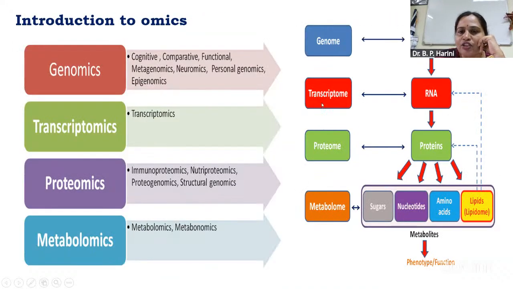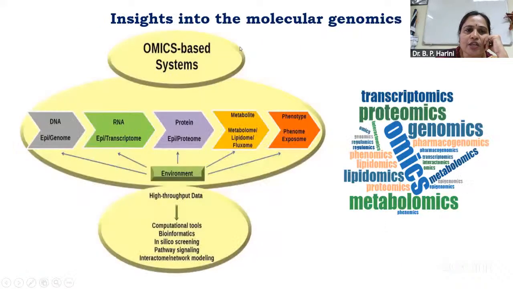Ultimately, it is a genome, transcriptome, proteome, or metabolome. It ends up with the metabolite, and at the end we have a functional phenotype. So coming to the insights in molecular genomics, omics is based on a five-system view, that is, epigenome or genome, epitranscriptome, with a normal set of DNA and the epigenome.